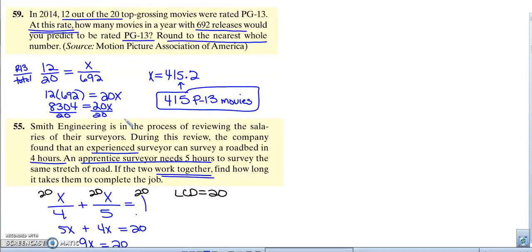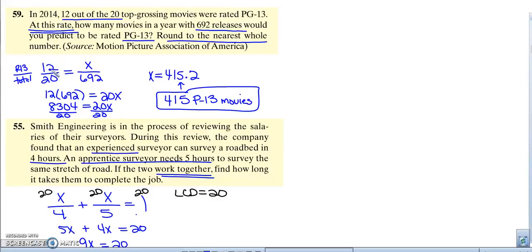All right, let's take a look at this next example and see if we can identify what kind of a problem it is. 12 out of the 20 top movies were rated PG-13 at this rate. Oh, there's those key words. This is a proportion problem. How many movies with 692 releases would you predict will be PG-13? And notice they're telling us how to round our final answer to the nearest whole number.